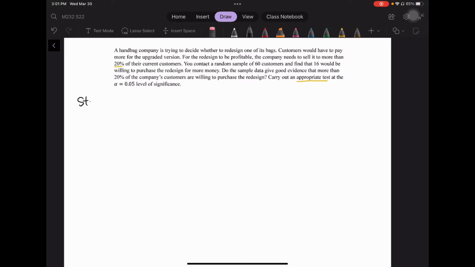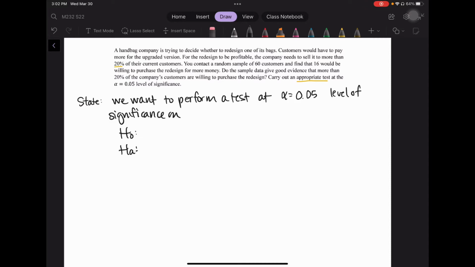What do we need? In our state, we need our null and our alternative hypothesis in symbols. We need to define our parameter in context, and we need to state our alpha level. So we want to perform a test at what significance level? Now, the null and the alternative.